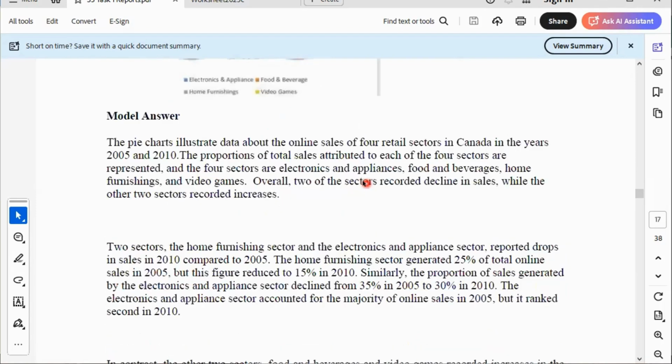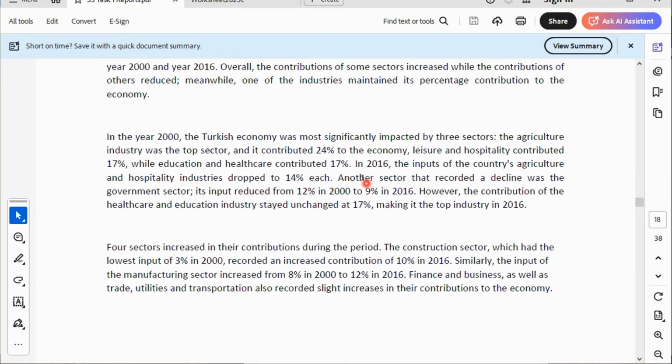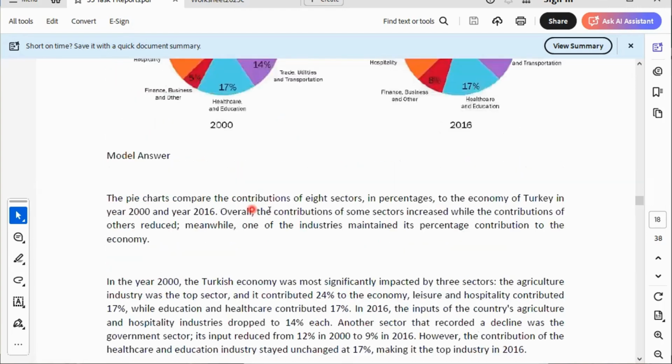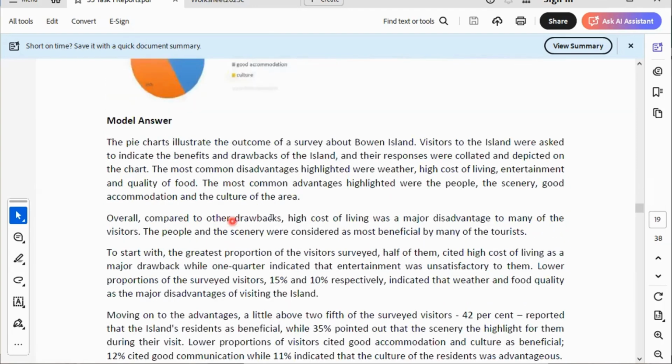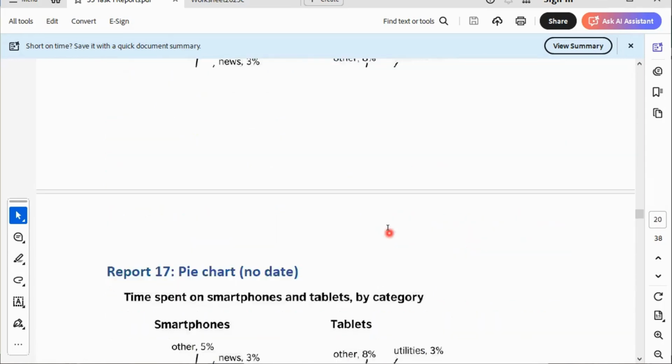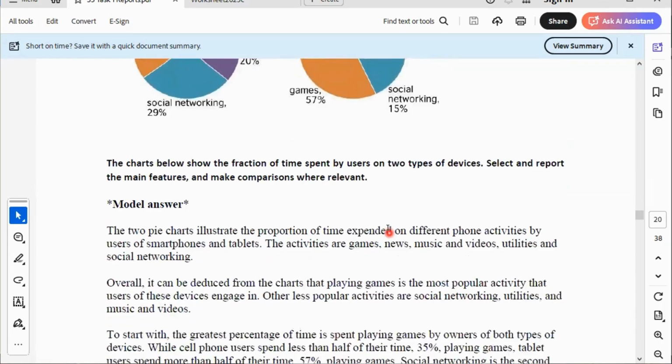Okay, let me check another one. Look at this one now. You can see that there's nothing like percentage figures in the introduction, in the overview. Overall, the contributions of some sectors increased, while the contributions of others reduced. There's nothing like percentage figures there. Look at this other one. Overall, compared to other drawbacks, high cost of living was a major disadvantage to many of the visitors. People and the scenery were considered as the most beneficial by many of them. Can you see there's nothing like percentage figures here? So you don't quote percentage figures in your overview.